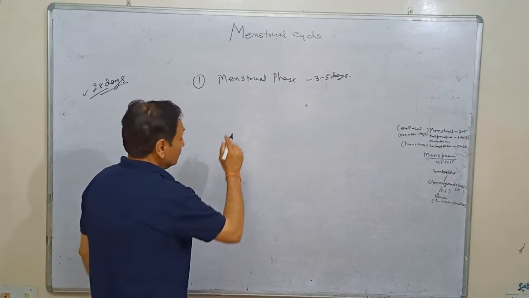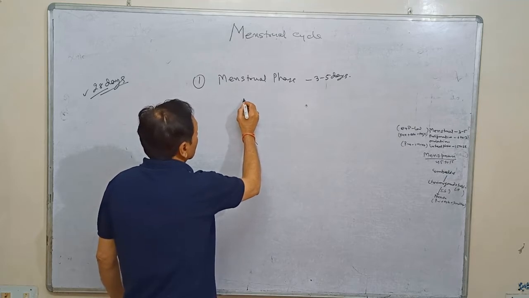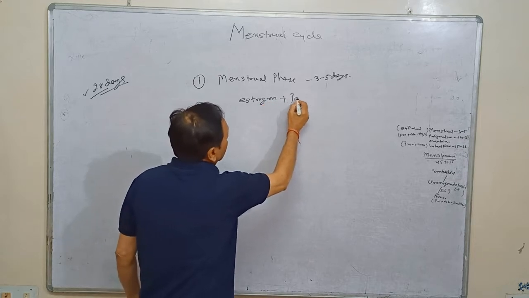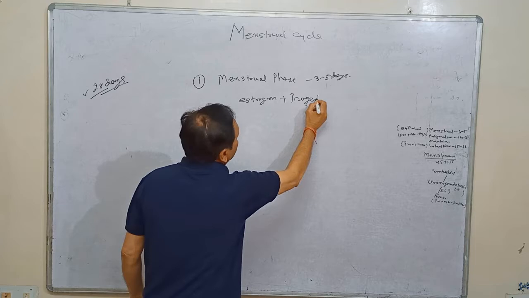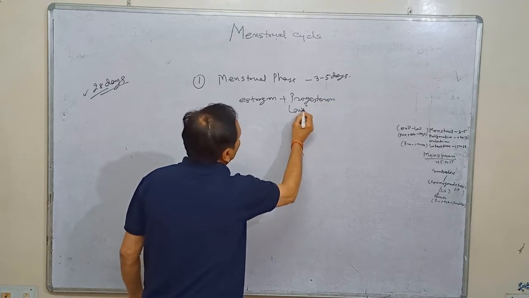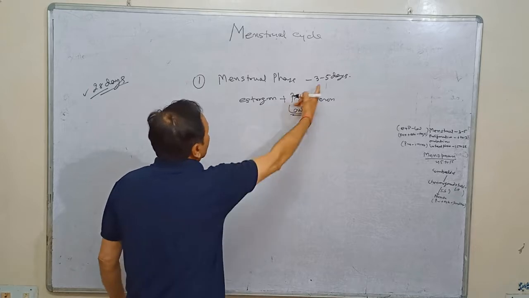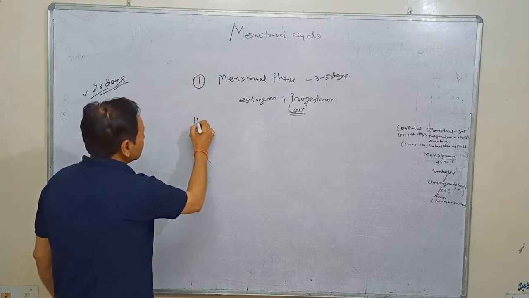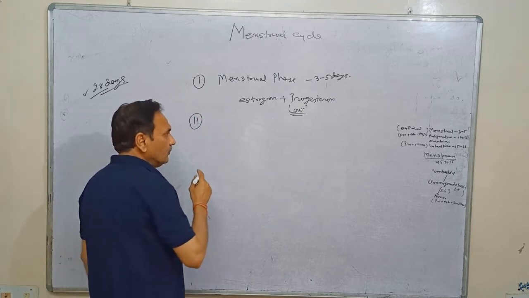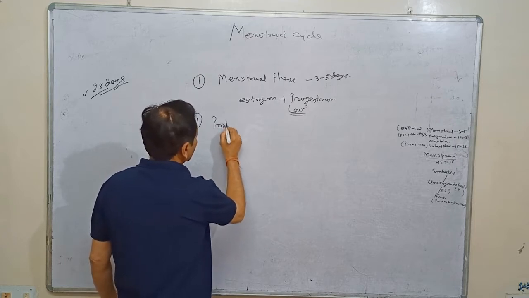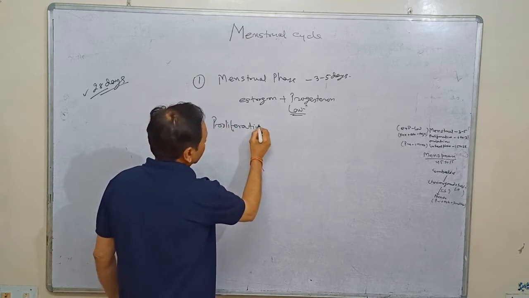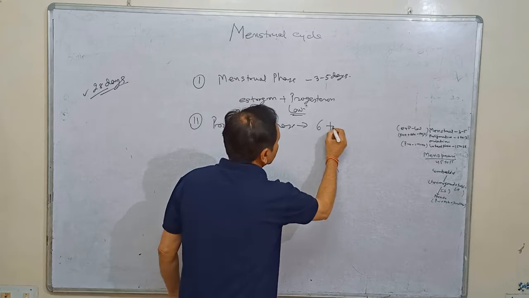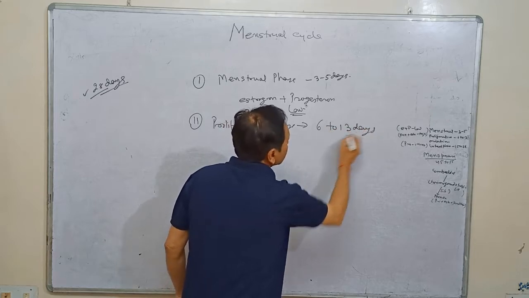In this case, it has been observed that the estrogen and progesterone levels are very low, and it lasts for 3 to 5 days. The second phase is called the proliferative phase. It lasts 6 to 13 days.